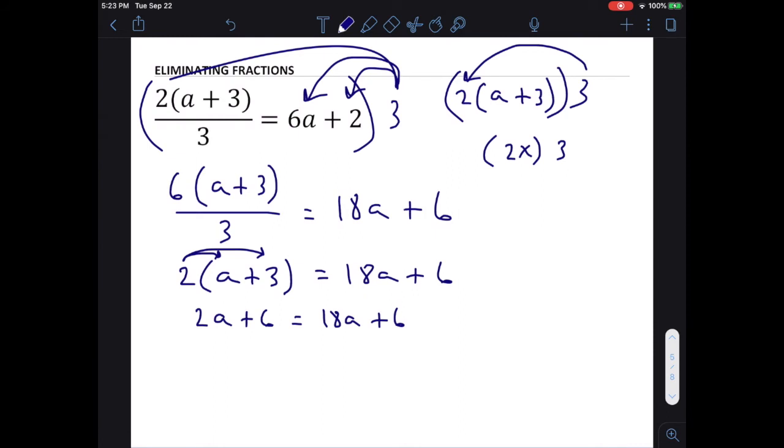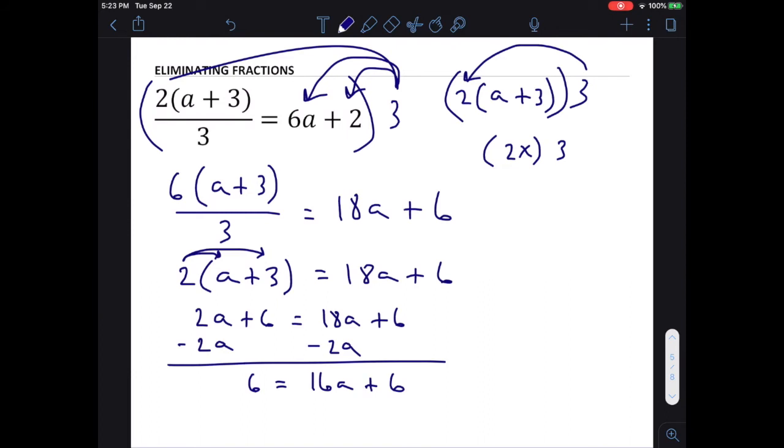And then what we're going to do is, now with this one, I don't know if some of you can already see what the answer has to be, but I'm going to keep going through this. We're going to subtract 2a from both sides. So we end up with 6 is equal to 16a plus 6. Anybody see it now?